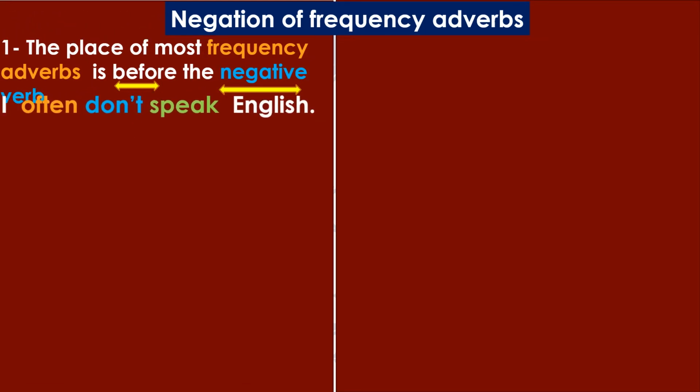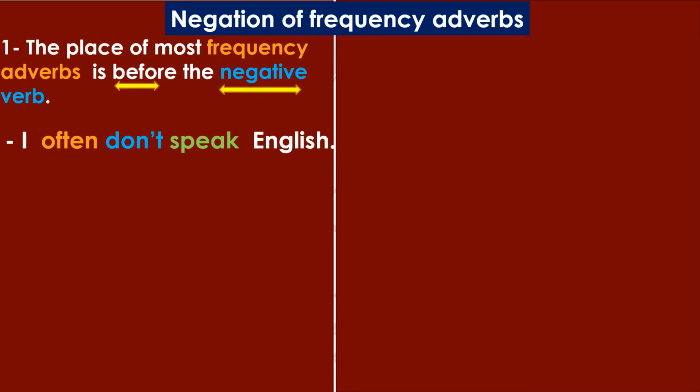So let's have a look at some examples. I often don't speak English. So often here, the frequency adverb, comes before don't speak, the negative verb. I often don't speak English.